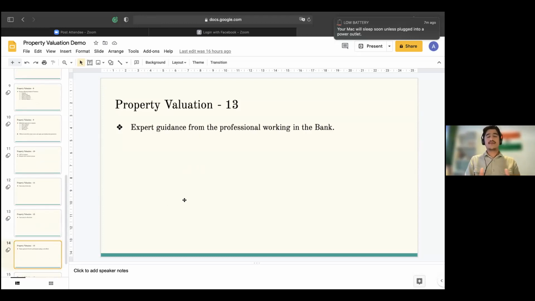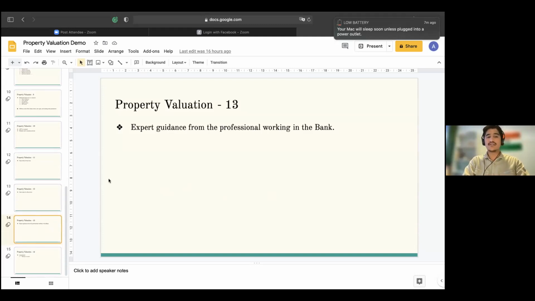On day 13, we are trying to get a professional working in a bank, so he can guide you on what approaches you can take to start your career and what things you should learn more. So on day 13, we'll have expert guidance, a session from outside people. For one day, he will be with us to guide you about property valuation, what things you can see in a bank, and how it is different to work in a bank as a valuer than in an NBFC.